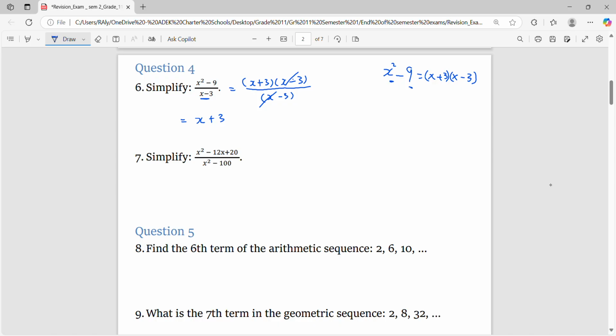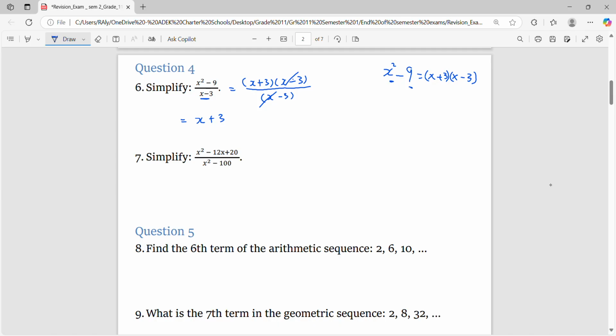Okay, girls. Now let's see how we can factorize. Simplifying means you need to factorize. If the question asks you to simplify a rational fraction, a rational expression, it means you need to factorize both numerator and denominator and check if you have any common factors. You can cancel them out if they are the same. Let's go to the numerator first.